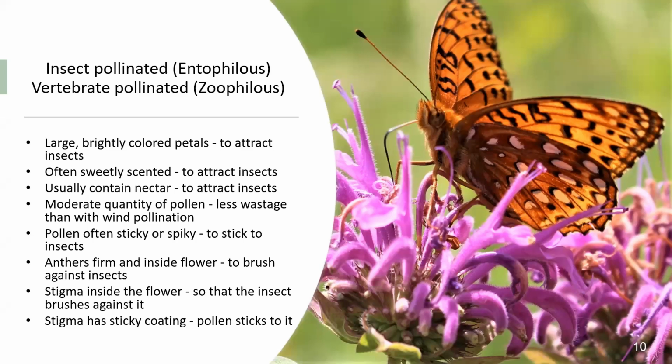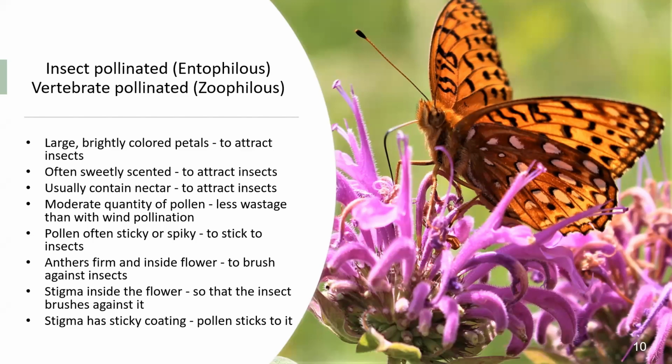So the insect pollinated plants are called Anthophilous, and the vertebrate pollinated is called Zoophilous. And so a good example in our area would be hummingbirds. Hummingbirds do pollination in our area, and in some parts, but I think more in like tropical zones, there are some fruit-eating bats that will do pollination as well.